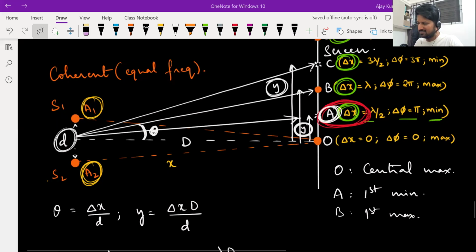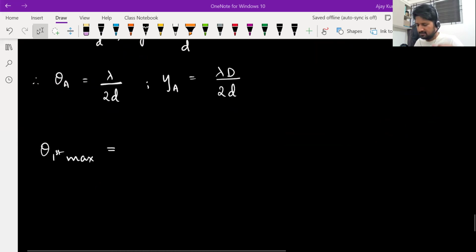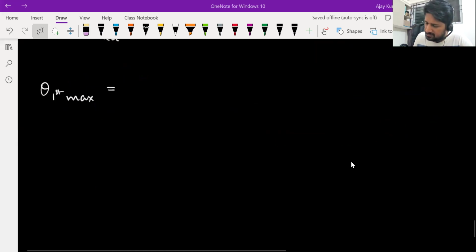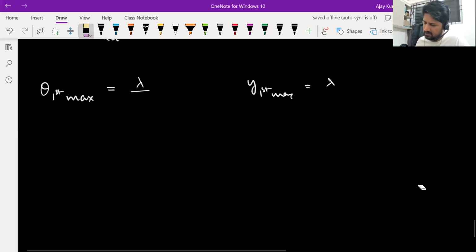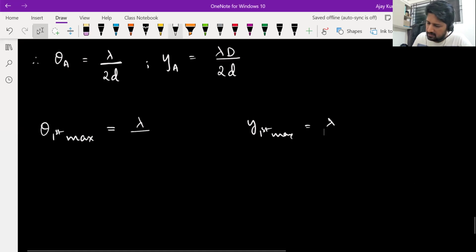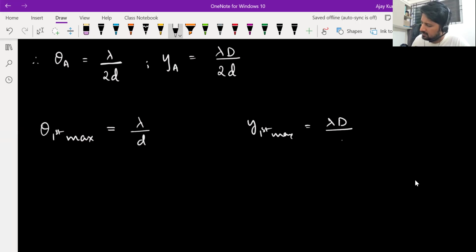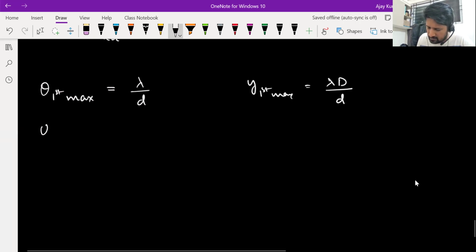Lambda by d, sir. That's all, lambda by d. So theta for the first maximum will be lambda divided by capital D, and the y coordinate of the first maximum is lambda. Wait, why did I write capital D? Lambda by small d, sorry. Theta for the first maximum is lambda by small d, and the y coordinate is lambda capital D by small d. We just substitute delta x as lambda. That's all. Next, theta for the second maximum.